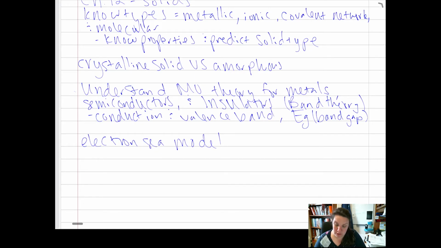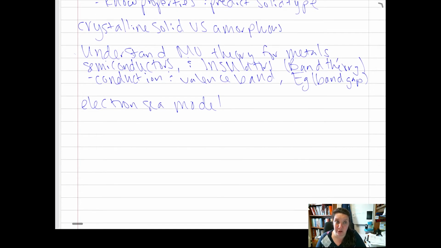You should know crystalline solid terminology, so you should know what a lattice is, you should know what a unit cell is, you should know what lattice points are, you should know what coordination number is, you should know what a Z number is, you should know what an edge length is. So lots and lots of crystalline solid terminology.